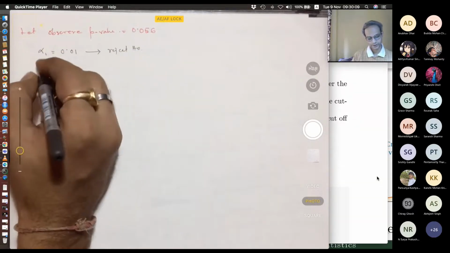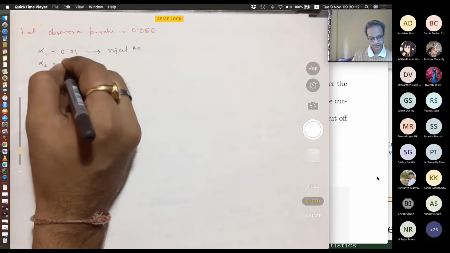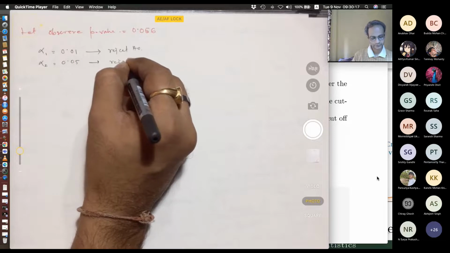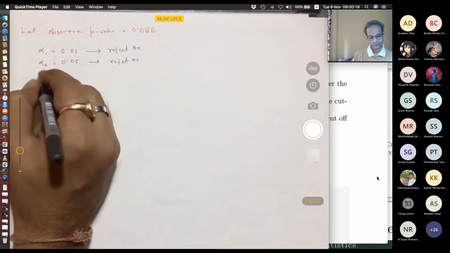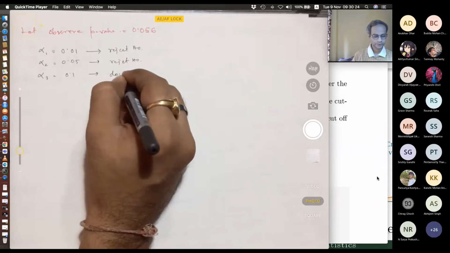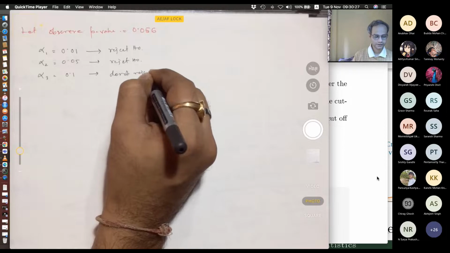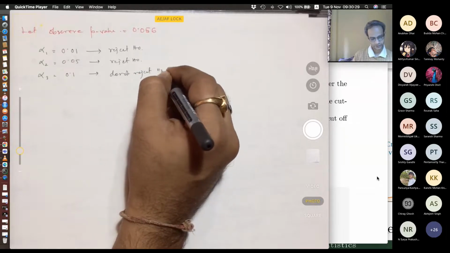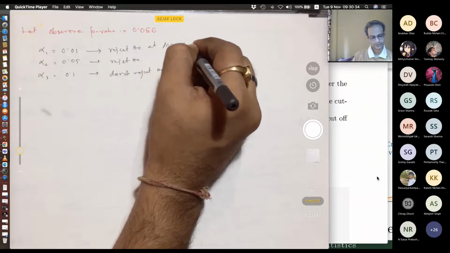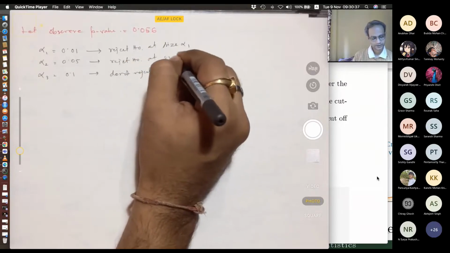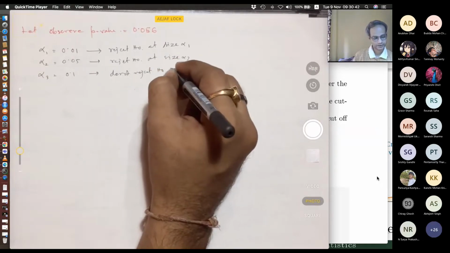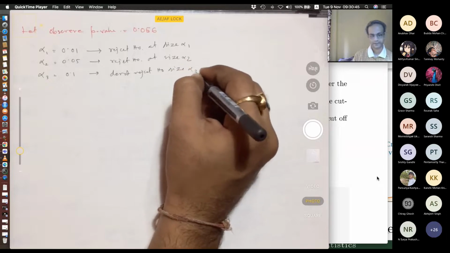If you choose alpha 0.05, you also need to reject H0. But if you choose alpha equals 0.1, you do not reject H0. So at size alpha 1 and at size alpha 2 we reject, but here we don't reject H0 at size or level alpha.